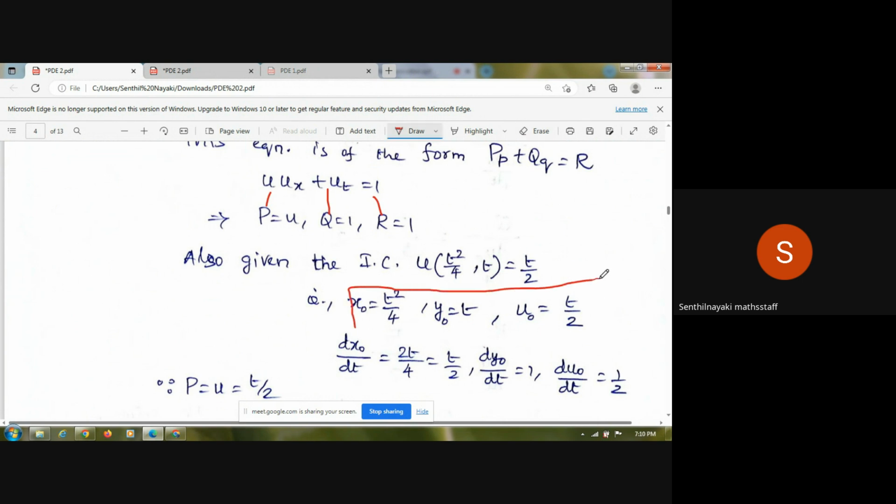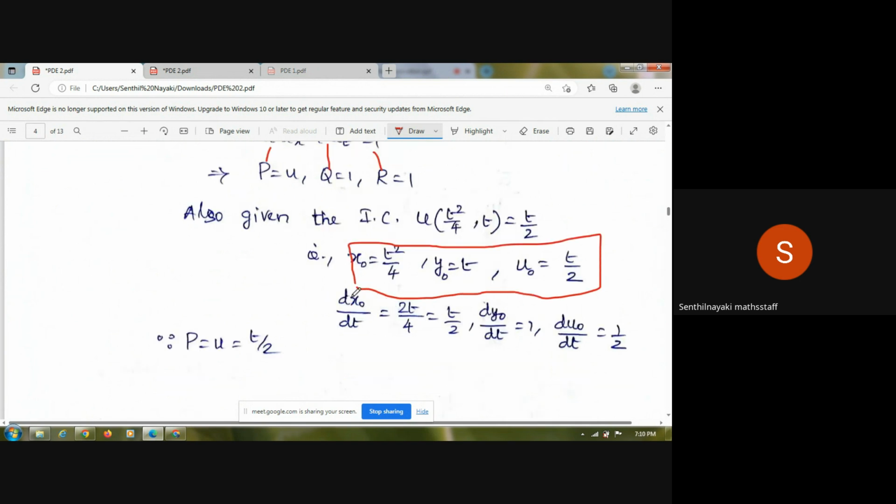After finding the values of x naught, y naught, u naught, what do we have to do? We have to differentiate. Then dx naught by dt: differentiate t square, we get 2t by 4, and if we simplify, we get t by 2. Then differentiate the second one, dy naught by dt: if you differentiate t we get 1. Then differentiate the last term, du naught by dt, we get 1 by 2. So these are all the derivatives.